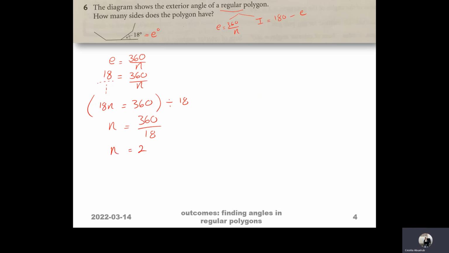So we have a polygon with 20 sides. And if they ask for the interior angle of this polygon, you're going to say I is equal to 180 minus E. E is 18, so we substitute E as 18. So I will come down to 180 minus 18. The answer will be 162 degrees.